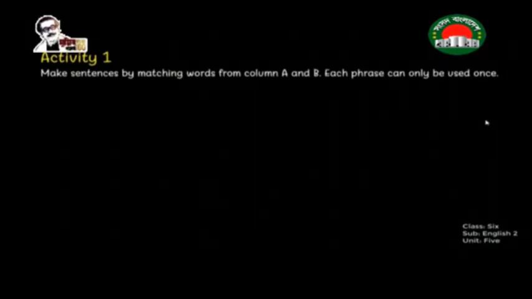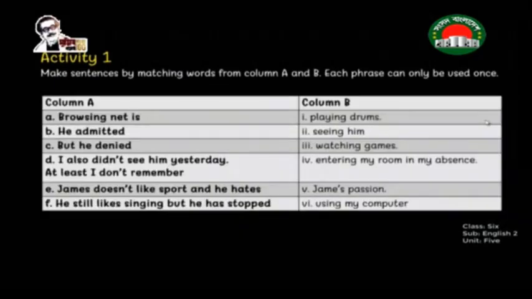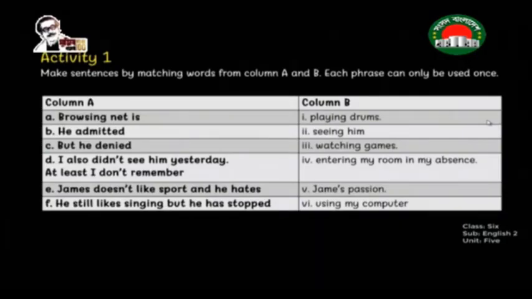Activity 1. Make sentences by matching the words from column A and B. Each phrase can only be used once. Remember it. So let's start. So this is column A and this is column B. So let's start. I hope you will answer with me.